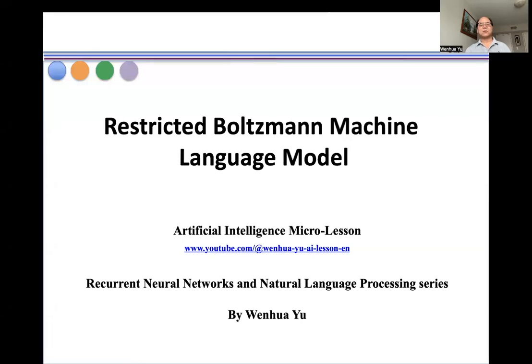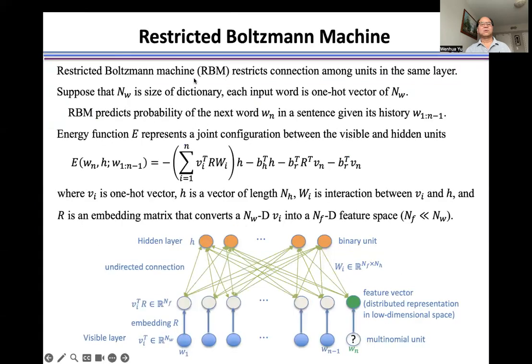In this video, I introduce a restricted Boltzmann machine language model. A restricted Boltzmann machine includes one visible layer and one hidden layer. There are only connections between the hidden layer and the visible layer, but no connections among units in the same layer. We use the embedding matrix R to encode one hard vector input into a low-dimensional feature space to reduce the memory requirement and the computation time.